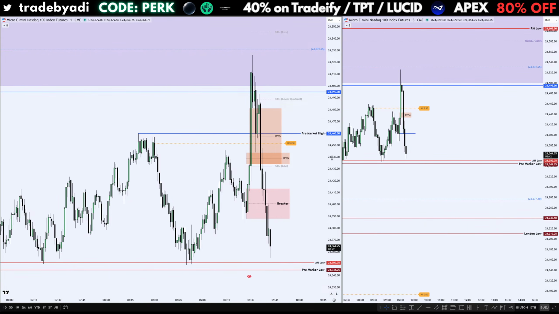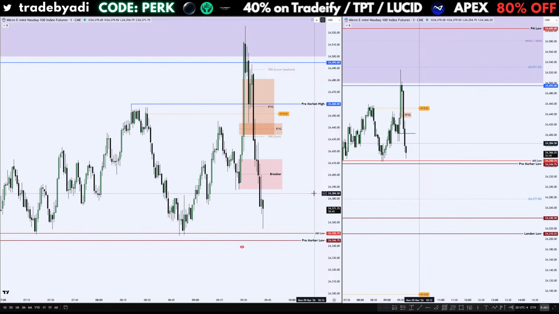We have taken out the pre-market high. This is the model one. Actually, this is one of my models I am trading. And after having an SMT, I just need some kind of confirmation on the 1 minute and 5 minute also.